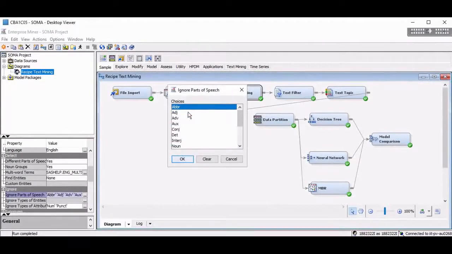Next, at the text parsing node, data is parsed by ignoring all parts of speech except noun, because ingredient is a noun.